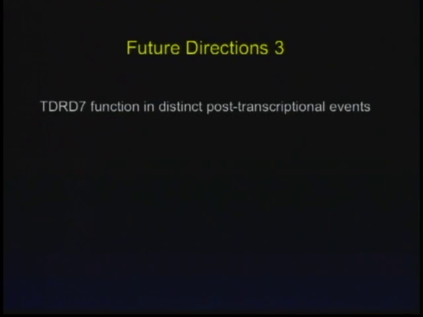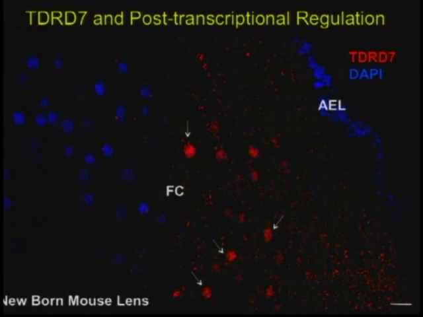And we would also like to pursue whether Tdrd7 has any other distinct post-transcriptional regulation events in the lens. And by that, I mean that in a newborn lens, we also see this curious phenomenon where one can still see all these granules in these differentiating fiber cells.